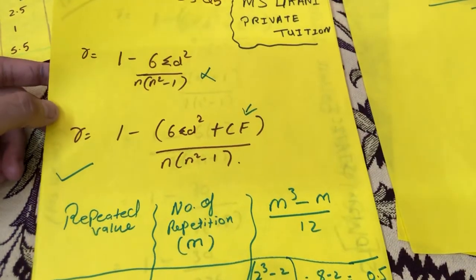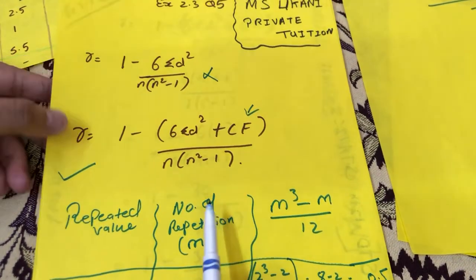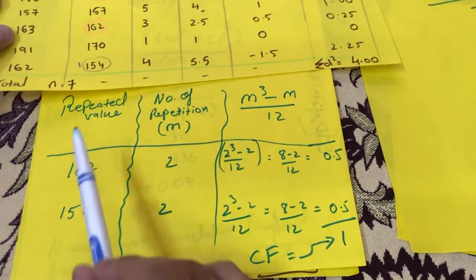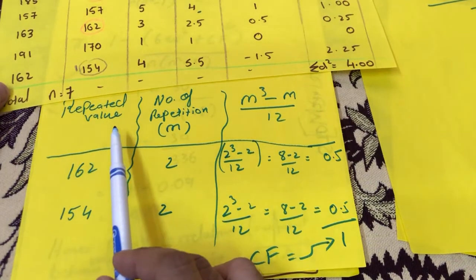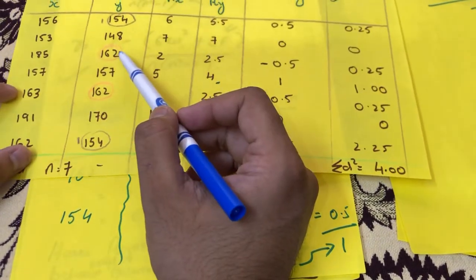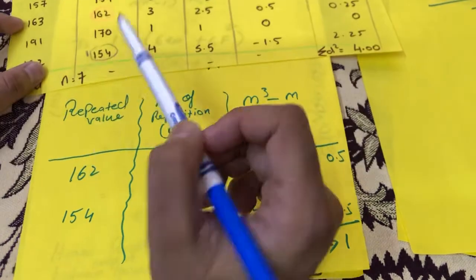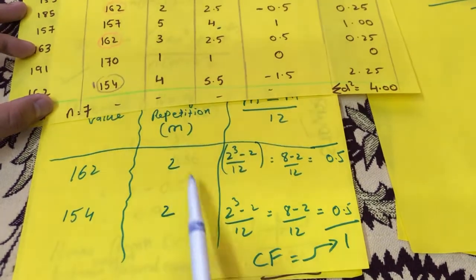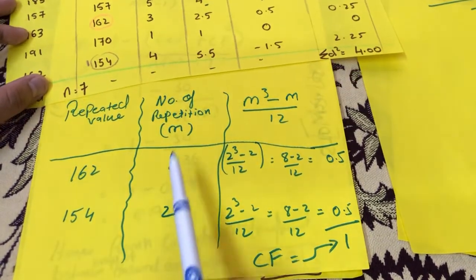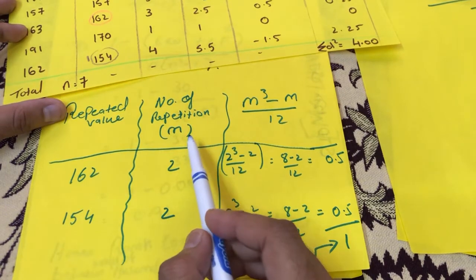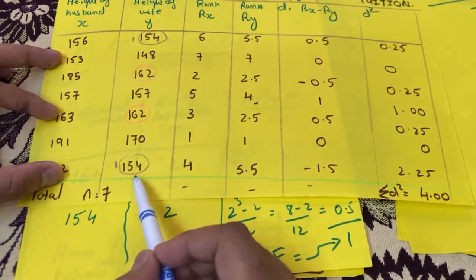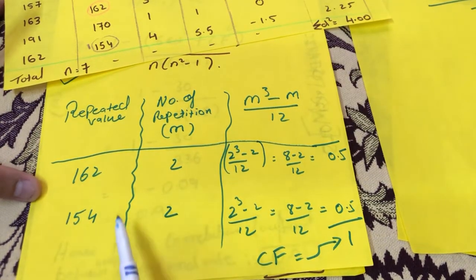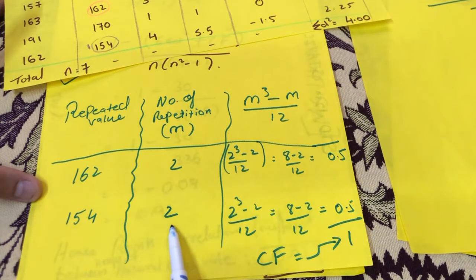Okay. So how to find the CF? As you know, first of all we have to write the repeated value. See, in the column Y, 162 is repeating. So here I have written 162, and it is repeating 2 times. That is known as m, small m. And 154 is also repeated 2 times. So here I have written 154, and it is repeating 2 times. Okay.